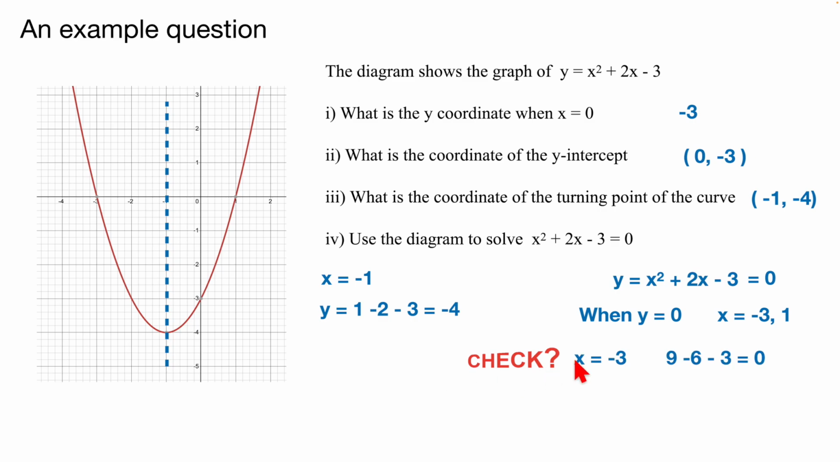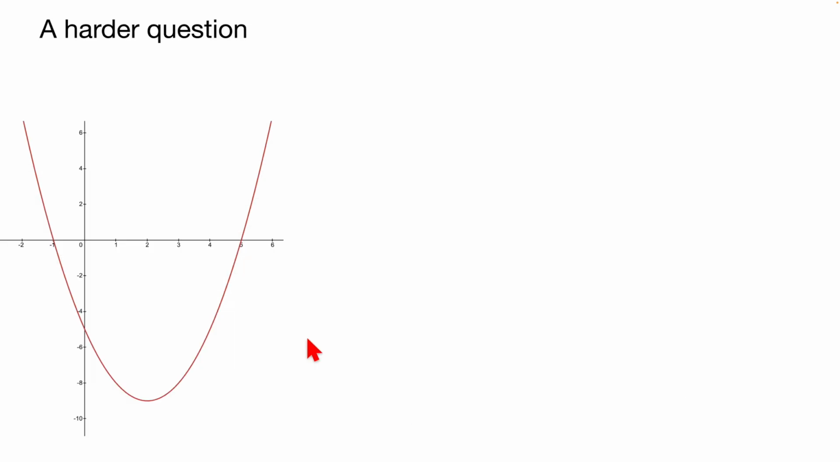But there we go. Minus 3, x squared is 9. Plus 2x is minus 6. Minus 3 is 0. And the other one, 1. 1 squared is 1. Plus 2 times 1 is 2. Minus 3, 0. I feel very good about that. As I say, I'm more likely to get the check wrong than just reading off minus 3 and 1. So I wouldn't bother to check that.